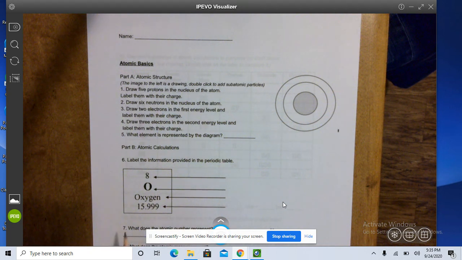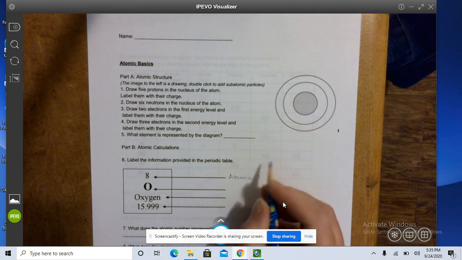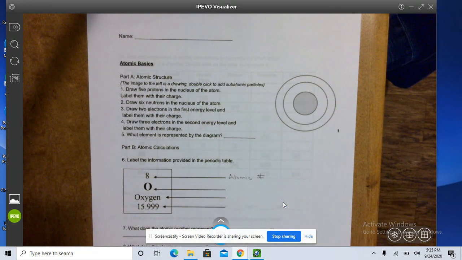This part here that you're looking at in the box is from the periodic table. The number at the top is your atomic number. This is actually the identity of the element itself. So for 8, it's always going to be oxygen. The same atomic number is always going to be associated with the same element.